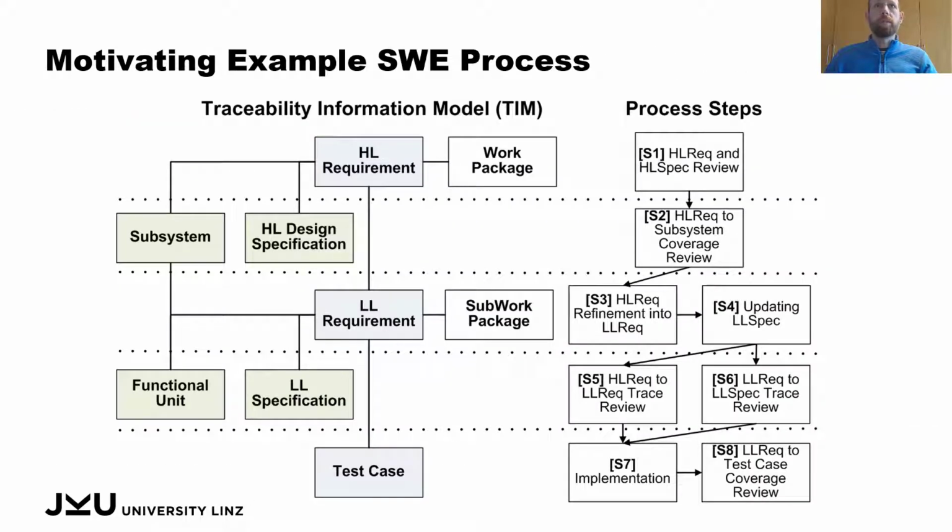As a bit more detail on this example, we have this traceability information model on the left that describes high-level requirements and low-level requirements, which trace to design specifications, subsystems, function units, and test cases. On the right-hand side, you have an example process that describes how high-level requirements and high-level specifications are reviewed, and how the requirements-to-subsystem coverage review is done. Then this is refined into low-level requirements, the specification is updated, and then again some more reviews are done.